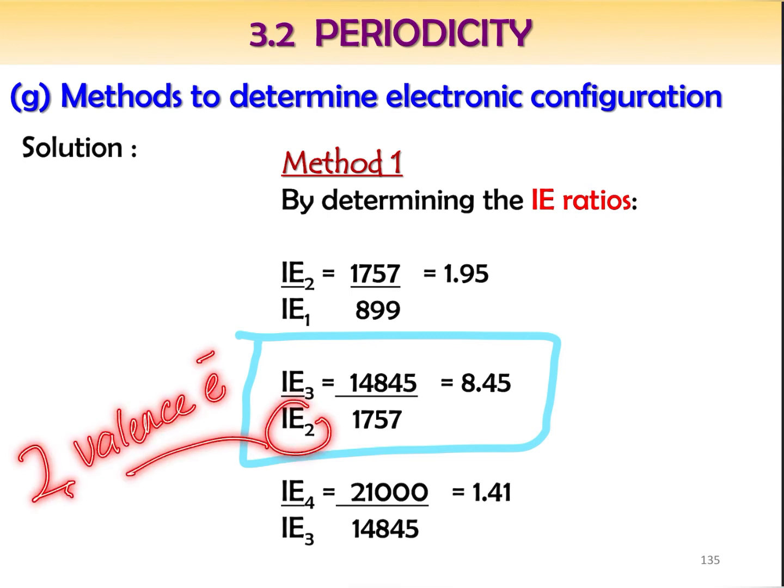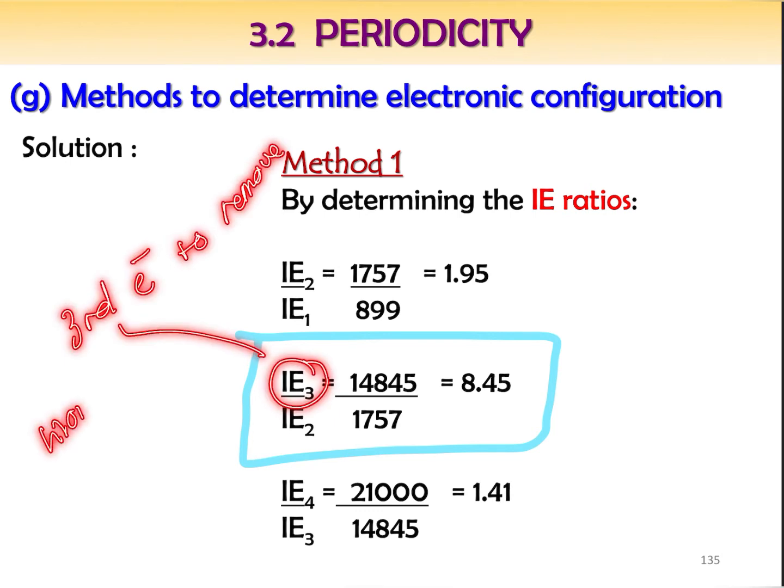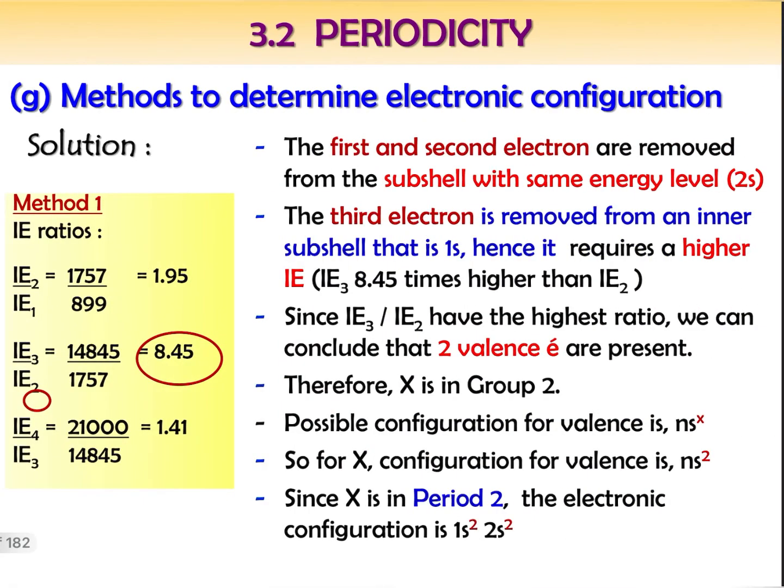So maksudnya elektron yang ketiga, the third electron to be removed, okay, you need more energy. Okay, so maksudnya biggest gap tu berlaku between elektron 2, second electron, and also the third electron. Okay, right, so this are the explanation.